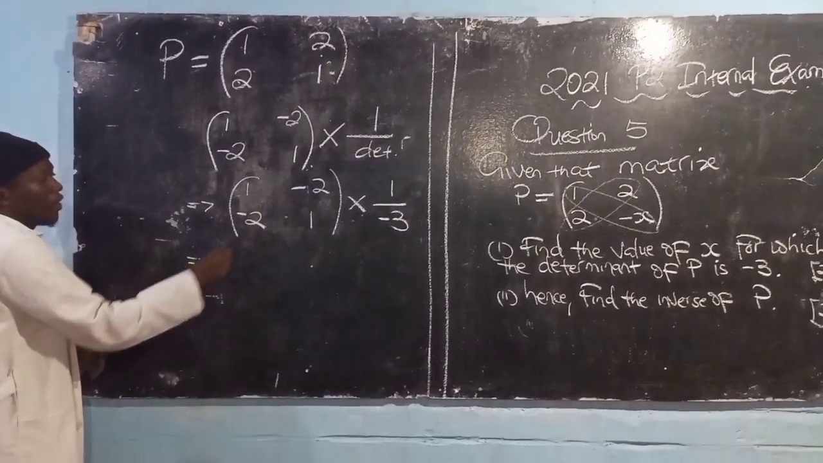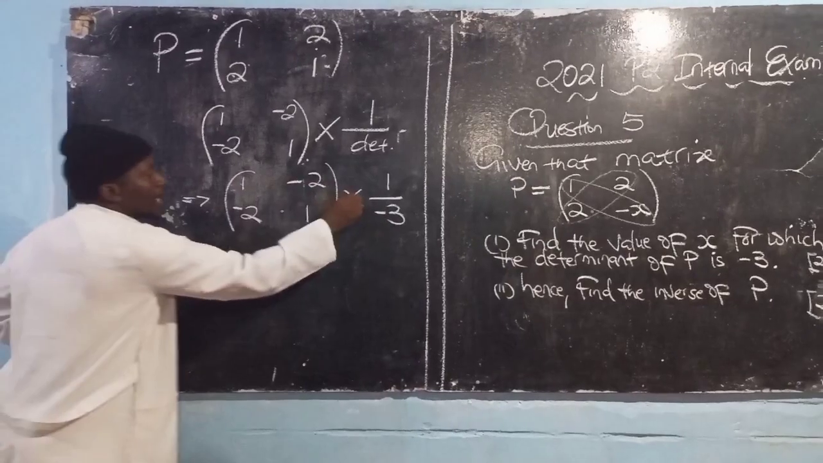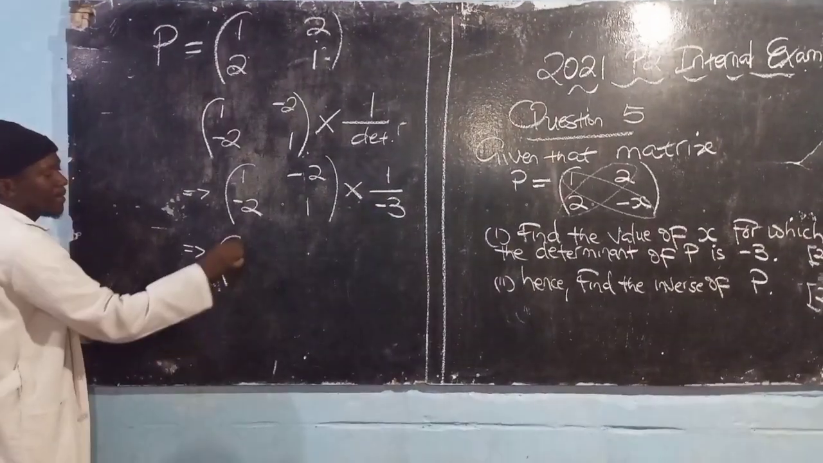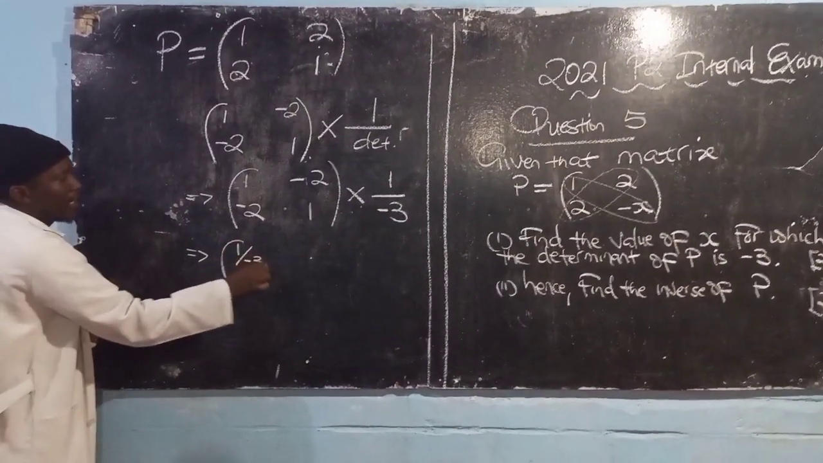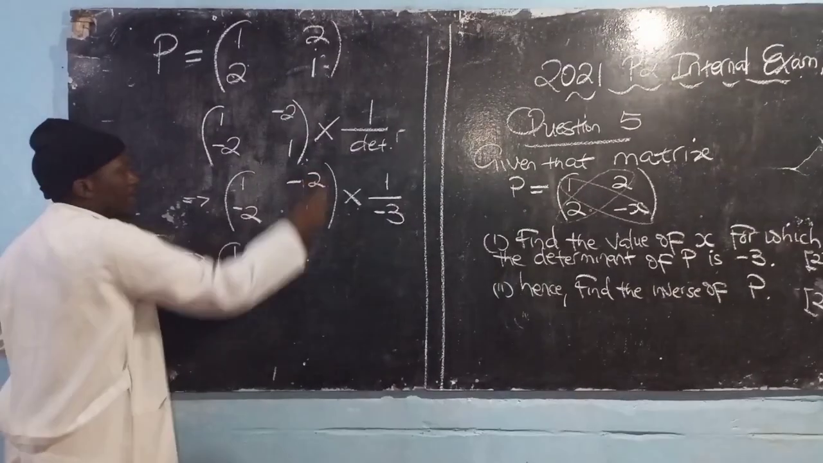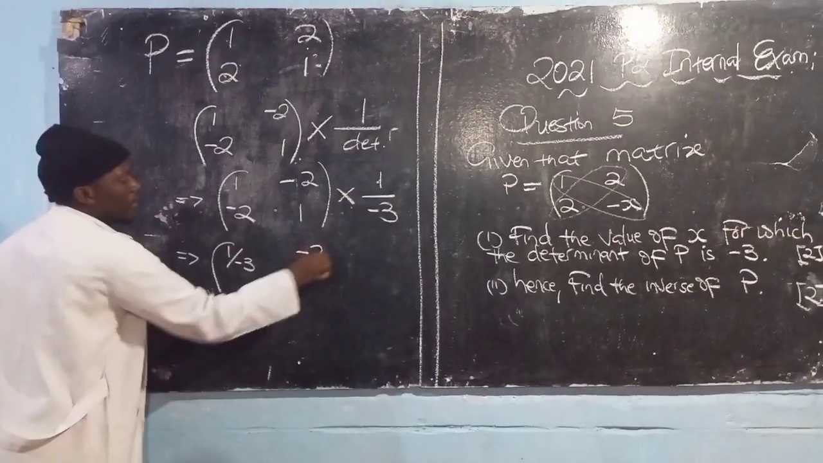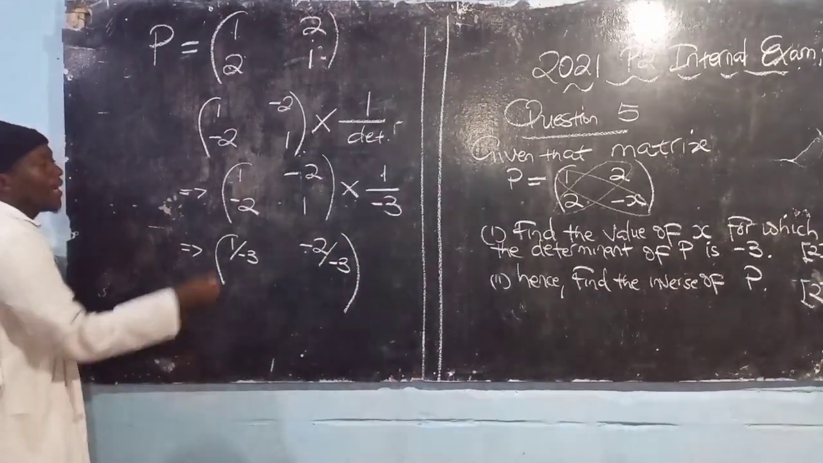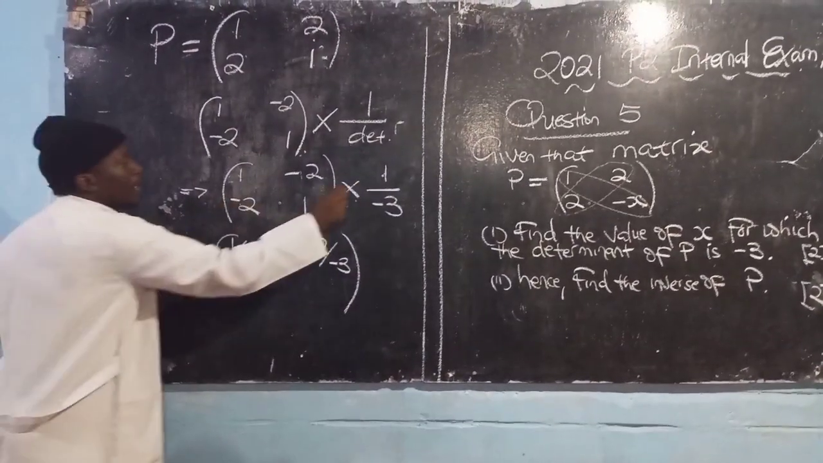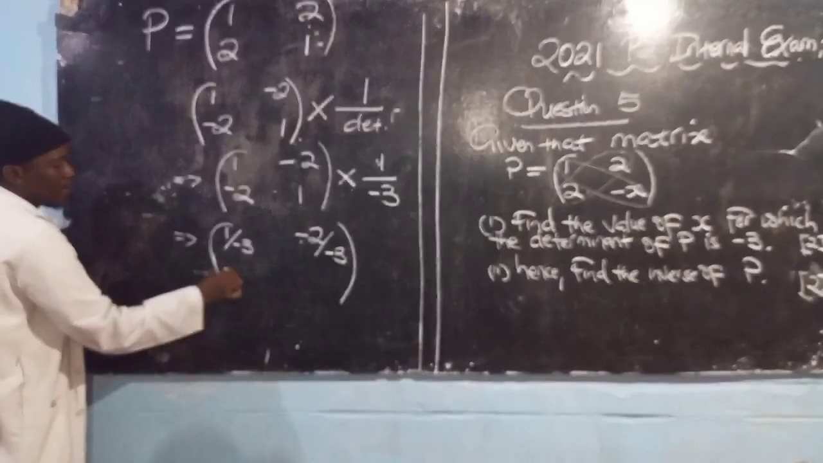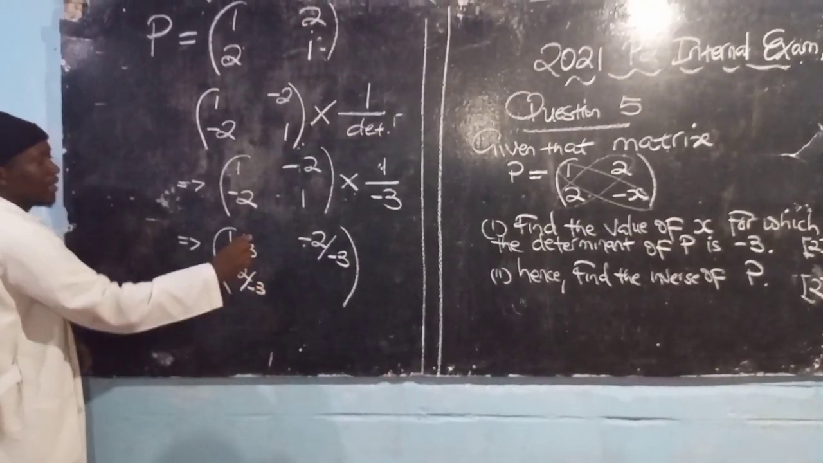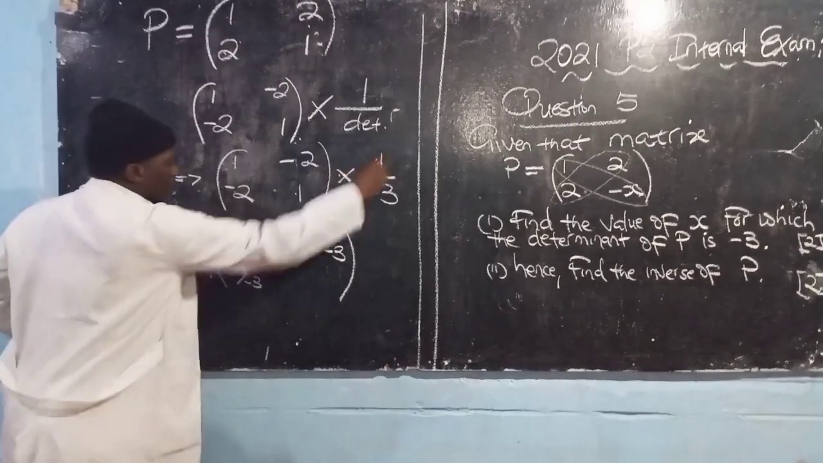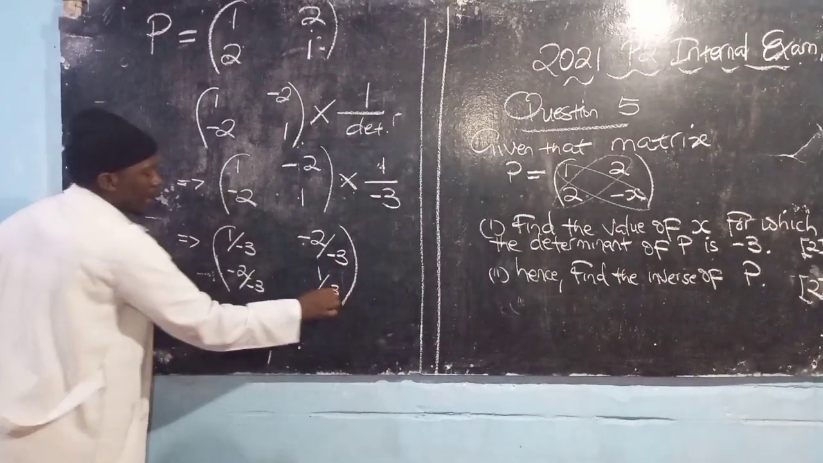Then 1 times 1 is going to give us 1 over negative 3. Then negative 2 times 1 is going to give us negative 2 over negative 3. And negative 2 times 1 is going to give us negative 2 over negative 3. 1 times 1 is 1 over negative 3.